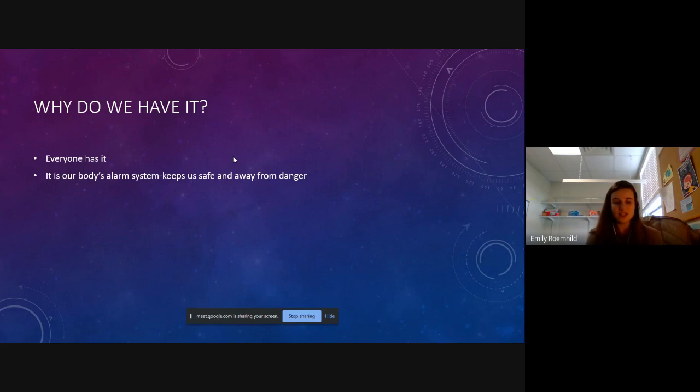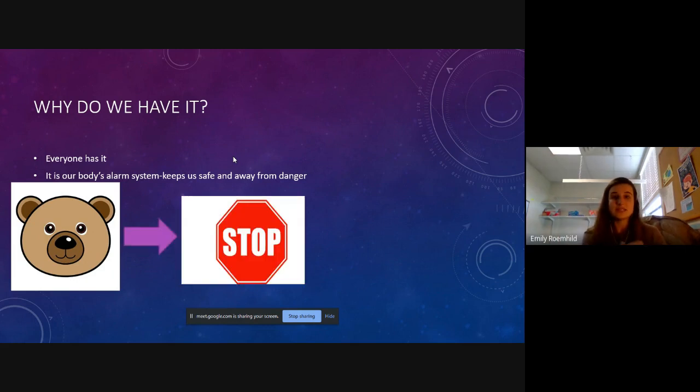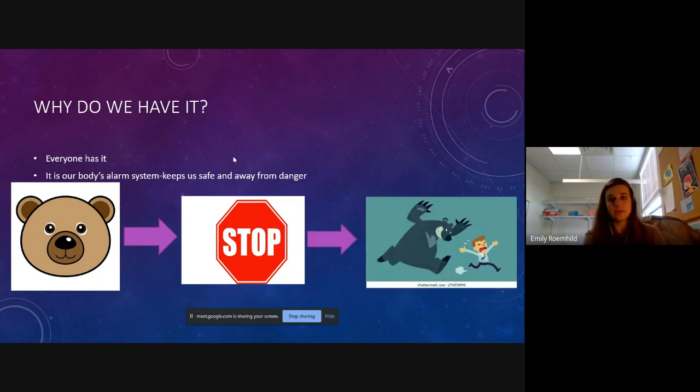An analogy I like to use is a bear. When you see a bear, if we didn't have any anxiety, we might just walk towards the bear, not worry about it. But that system in our body that gets alerted when we sense some sign of danger is going to make us stop and think, okay, what do I need to do? How do I respond to this? And ultimately probably run away. If we didn't have anxiety, this whole process really wouldn't happen, and we would probably end up in some sort of danger. So this is why we have it. It protects us, it keeps us safe and out of danger.